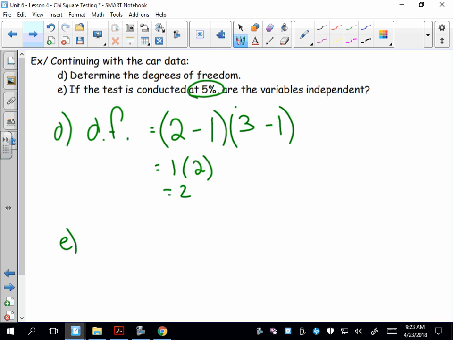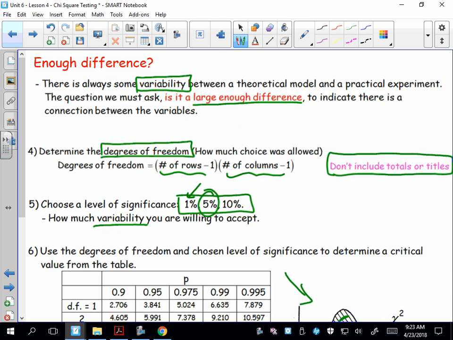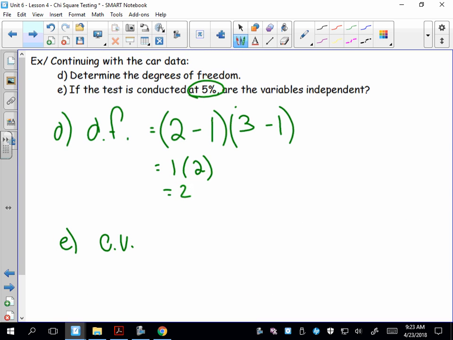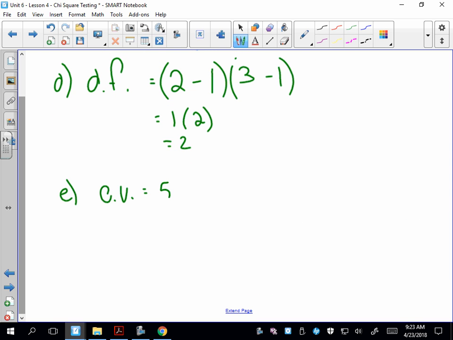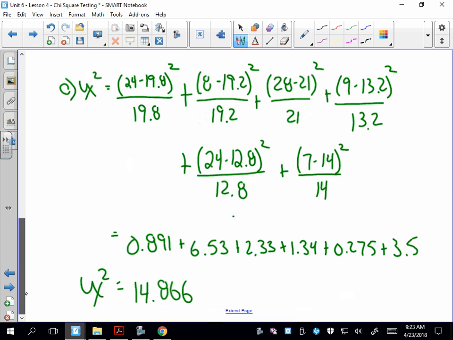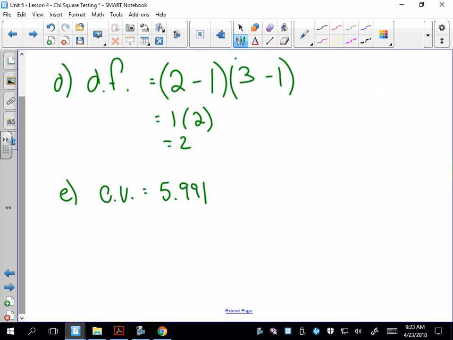We're going to test this at 5%. Okay, so we're going to find our critical value. Call it CV. So 2 degrees of freedom. Degrees of freedom are down the side here. So I'm looking at 2. I want to be 95% confident, 5% error. So that's this column. Here's my critical value, 5.991. I'm going to compare my chi-squared number from back here. We said it was 14.8 to this number.